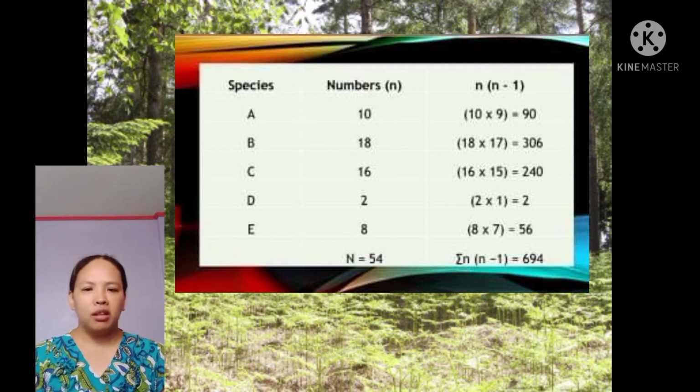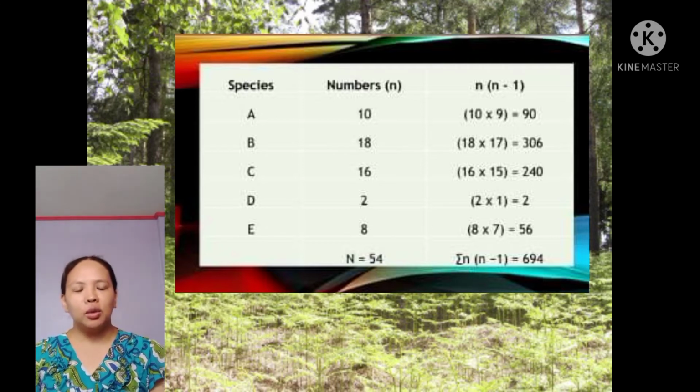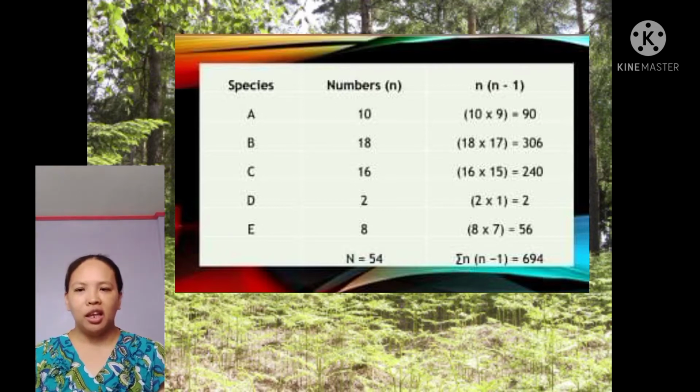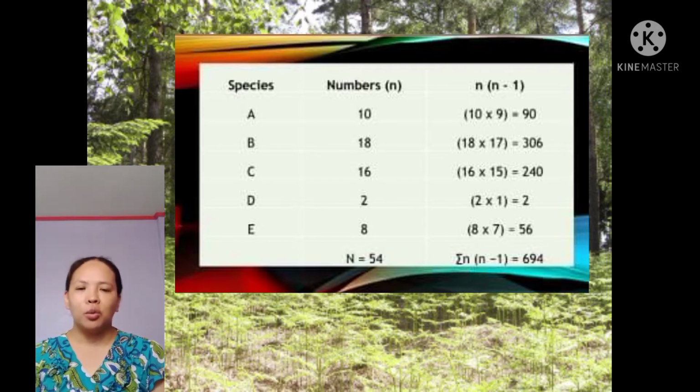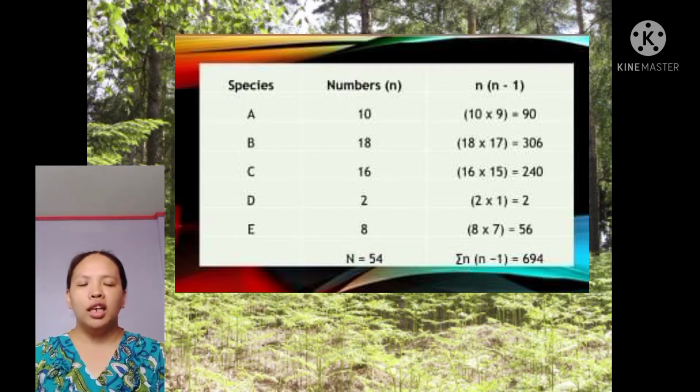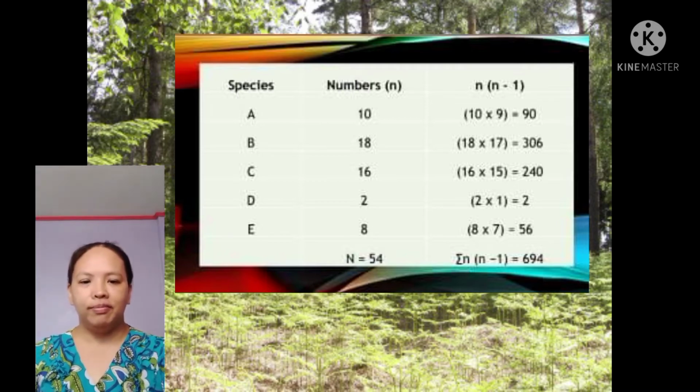For the species abundance, we will just get the total number of organisms in the area. It does not matter what species they are. So if we add all the organisms, then our species abundance is equal to 54.